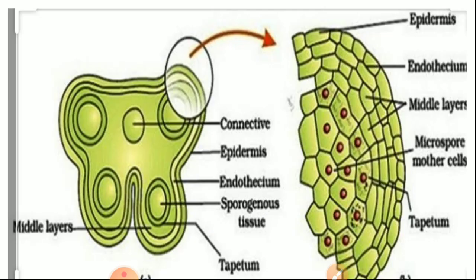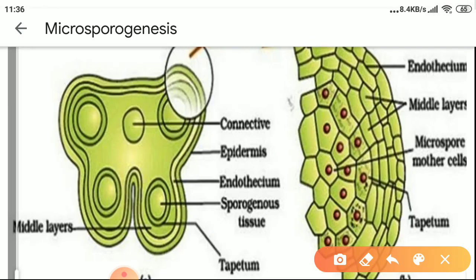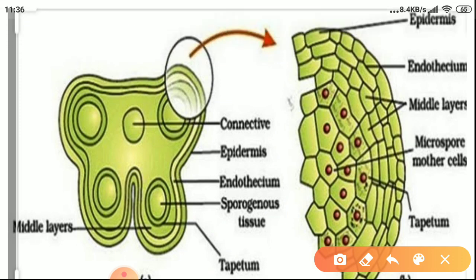Moving on, you can see very clearly that this is the TS of anther, where you can see a connective here. This is a sterile structure which does not participate in reproduction. Each anther contains theca, which contains a specialized tissue called sporogenous tissue. And this is the structure of microsporangium.